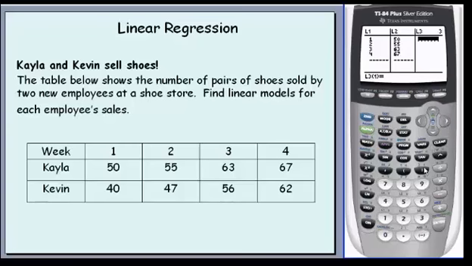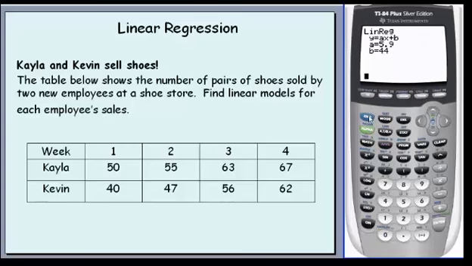So over in L3, let's put Kevin's data, 40, 47, 56, and 62. And I want to double check, yep, I do have 4 entries there, so the number of x coordinates and y coordinates do match up. Now I can quit out of that screen.